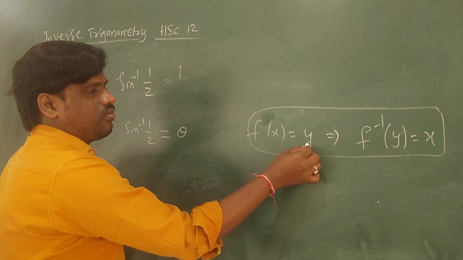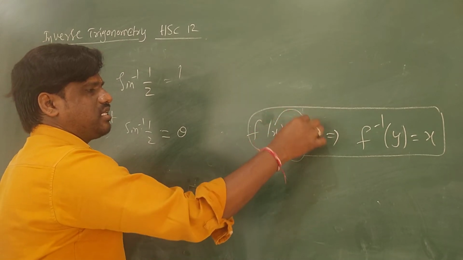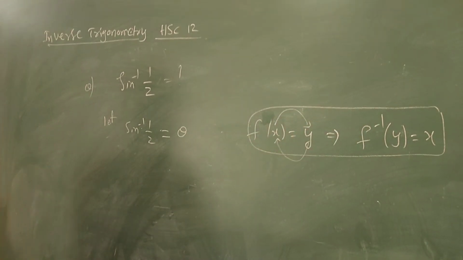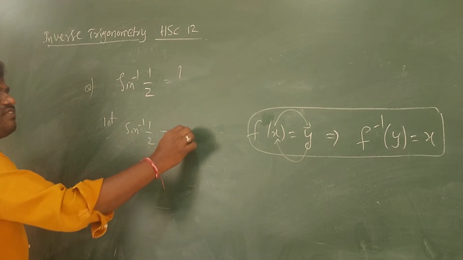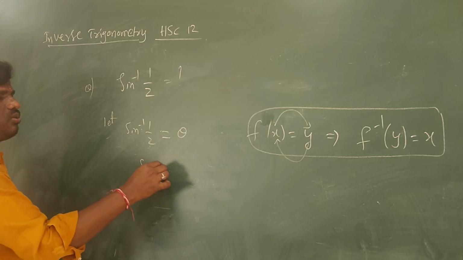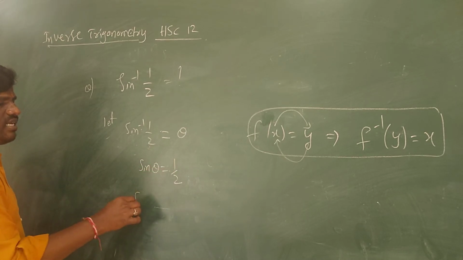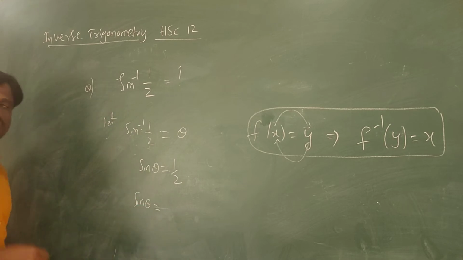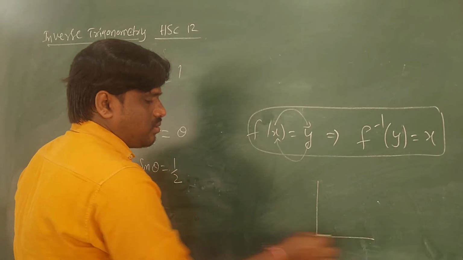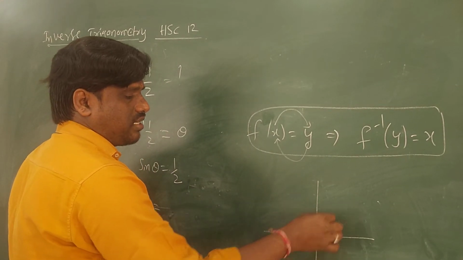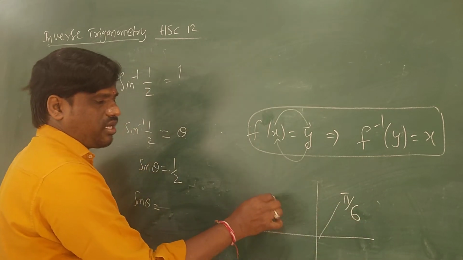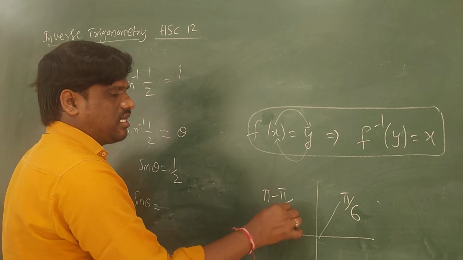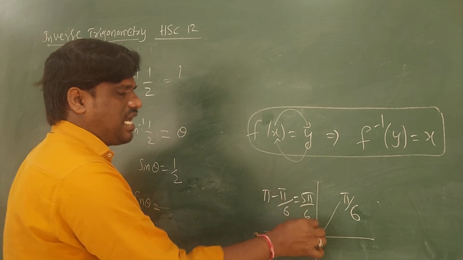If I interchange domain and range, then you get the inverse function. So if sine inverse 1 by 2 is theta, then sine theta is equal to half. When sine theta is half, you will get pi by 6. Actually, you can see that for 1 by 2 you get pi by 6, and in this quadrant, pi minus pi by 6 also gives the answer.